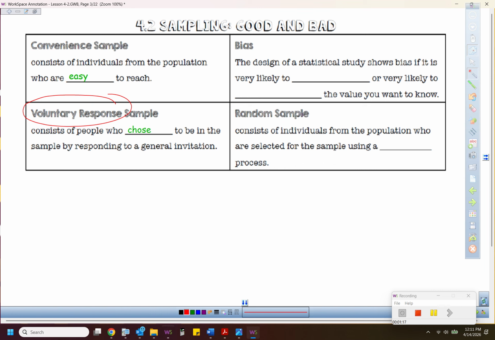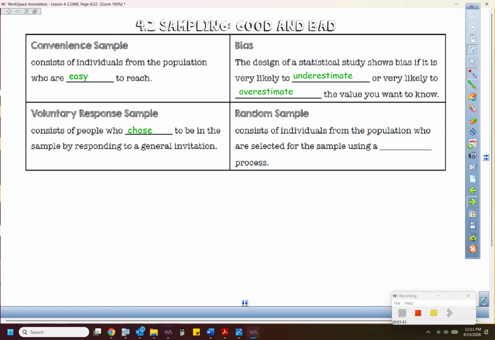Then bias. I think you've heard the word bias before. It's like there's something wrong with this. It's like, hey, that wasn't right. There's some sort of bias in that. So a design of a statistical study shows bias if it's very likely to either underestimate or overestimate the value you want to know. If it gives a number that either underestimates or overestimates, there's a bias in that.